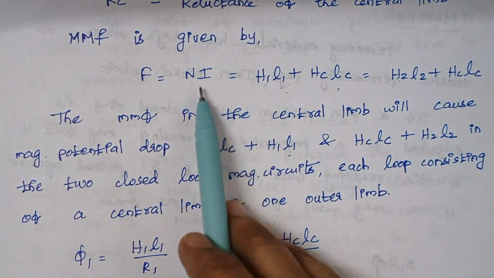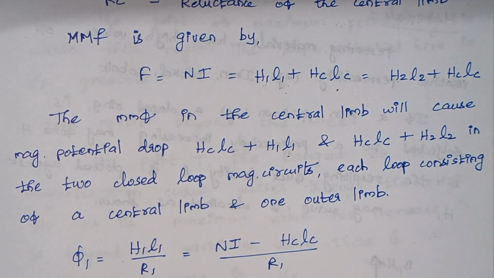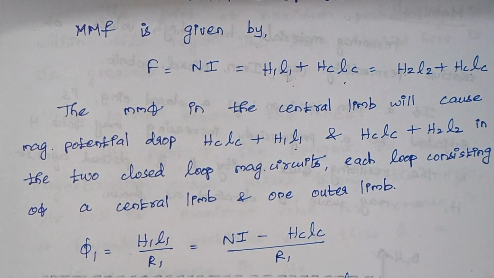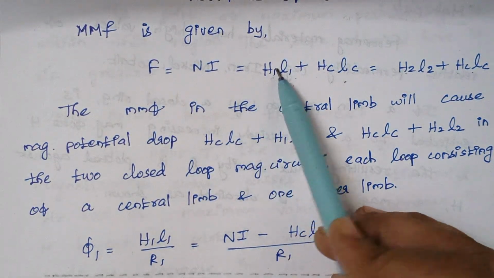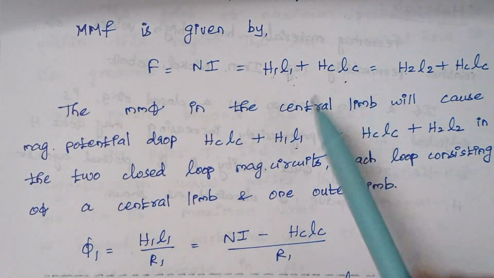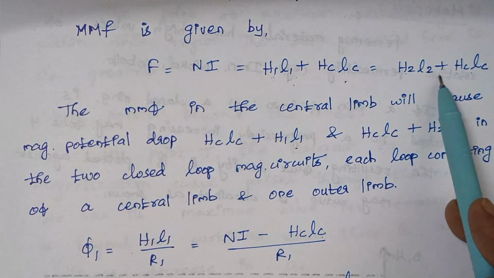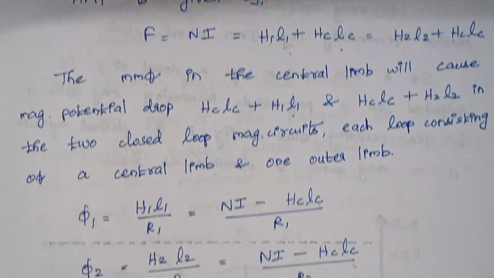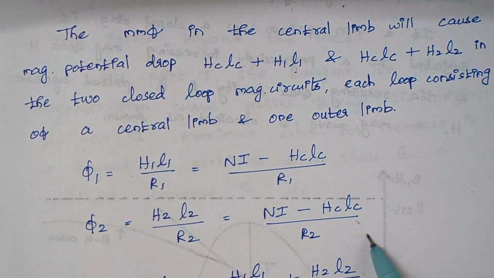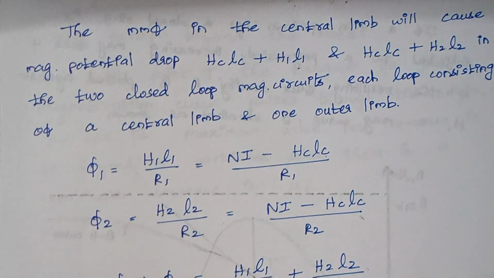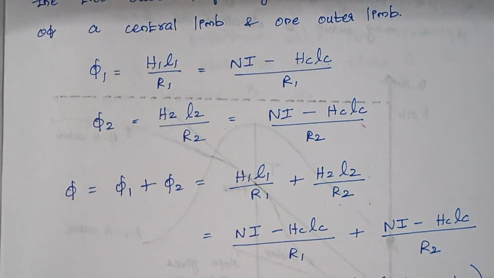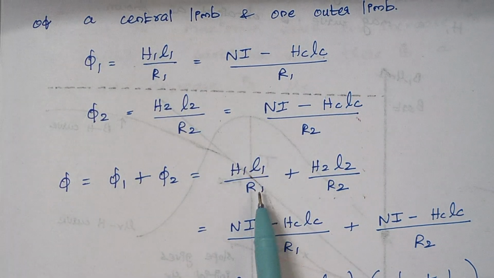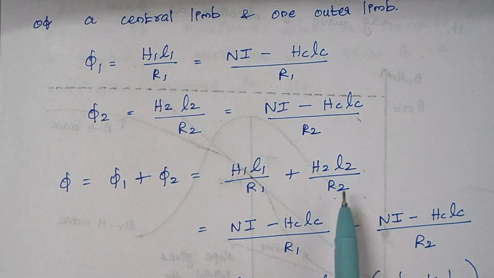From this expression, we are framing an expression for pi1 and pi2. Generally pi1 is given by H1L1 by R1. From this equation, H1L1 can be written as Ni minus HClC, and similarly the value of H2L2 can be written as Ni minus HClC. This is what I had written here. The total flux pi is the summation of these two fluxes, pi1 and pi2. So pi1 is H1L1 by R1 and pi2 is H2L2 by R2.